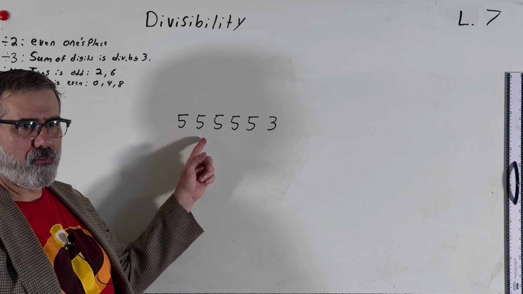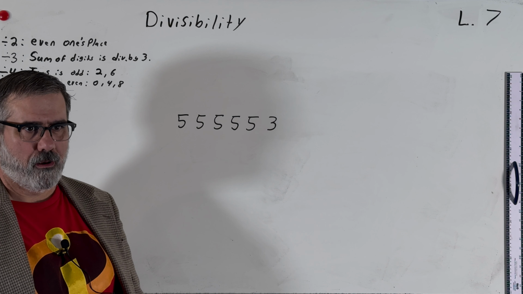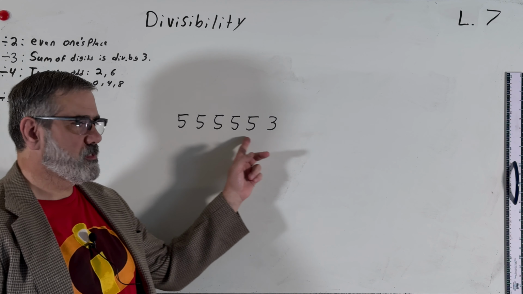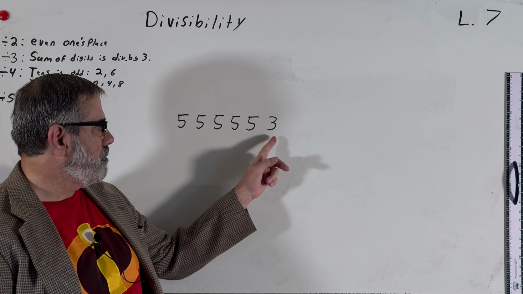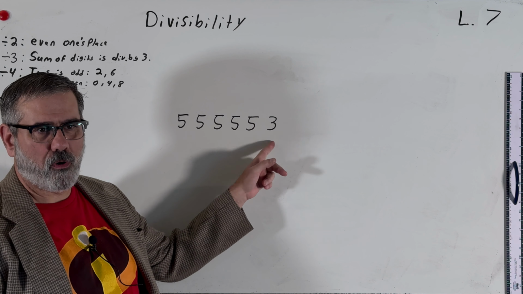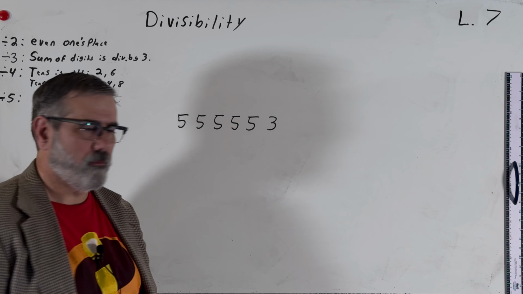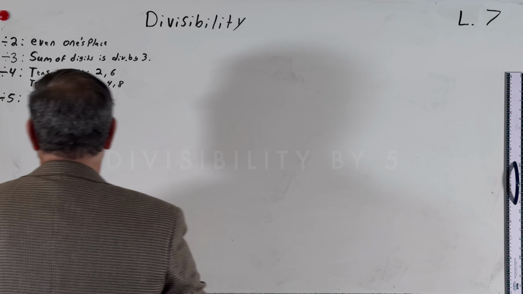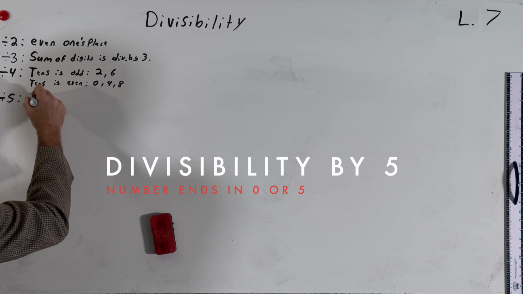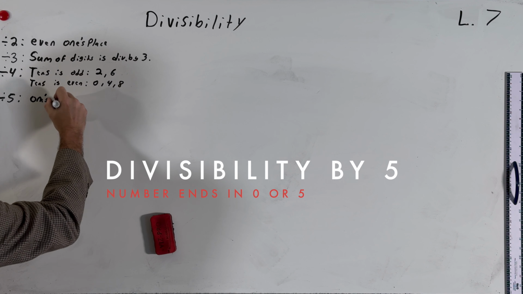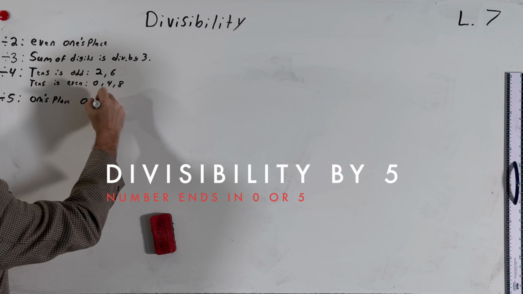Is this number divisible by 5? No, it's not. I tried to throw you off with all these 5s I put in there, right? But the only thing that matters is the ones place, and the ones place is a 3. So that's not divisible by 5. So for divisible by 5, I'm just going to write: ones place, 0 or 5.